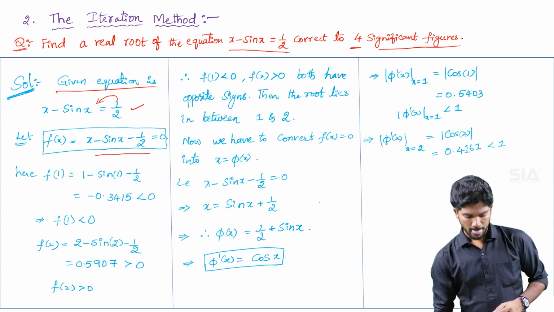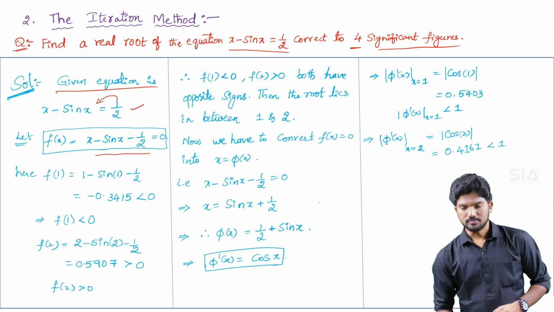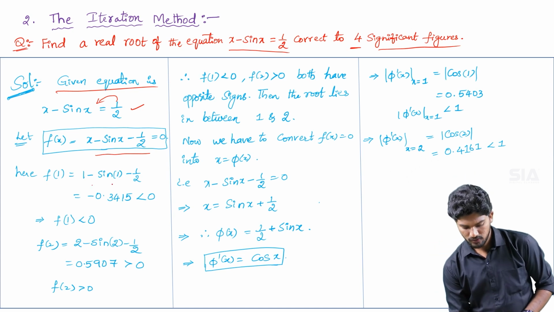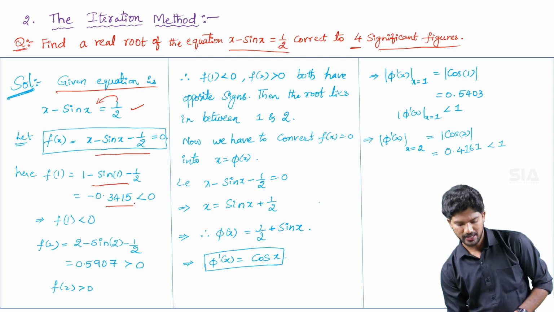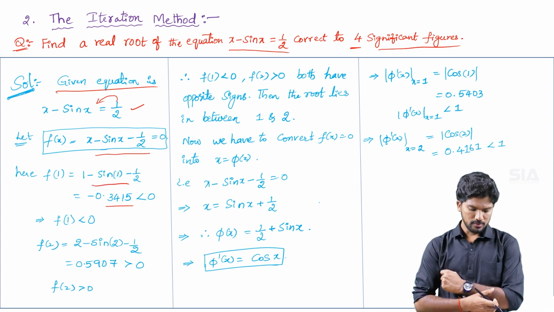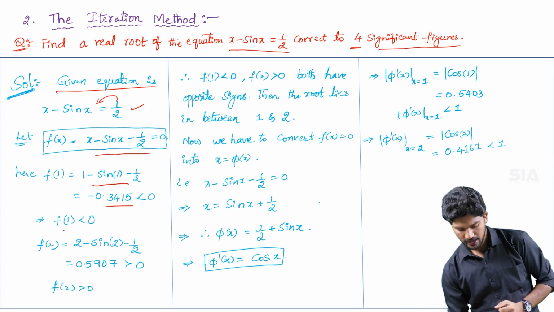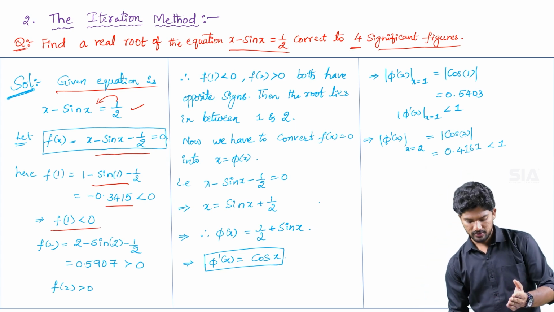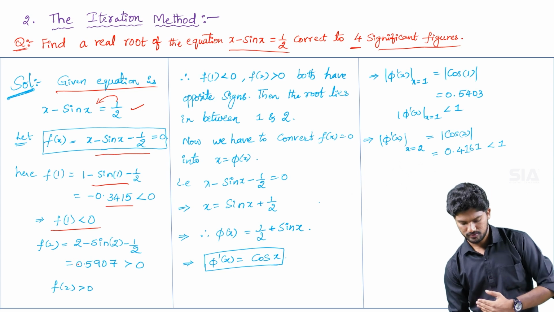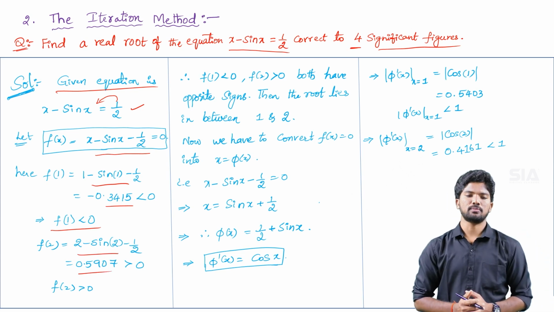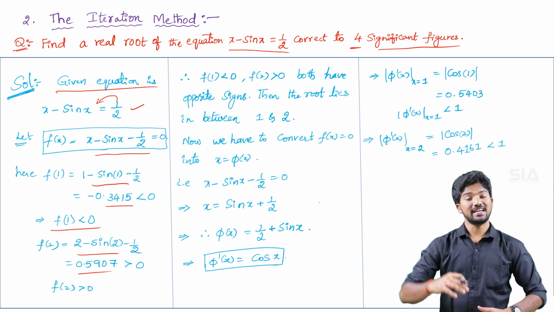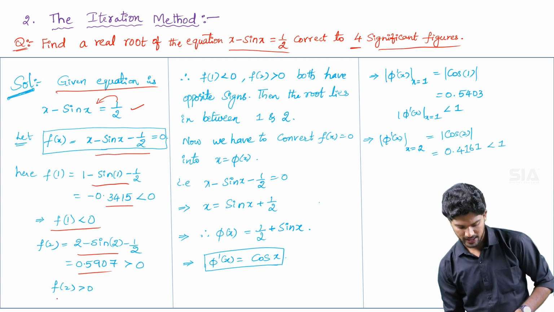Next, f of 1 is 1 minus sine of 1 minus 1 by 2, and again you will get a negative value, minus 0.3415. It is also less than 0. So therefore f of 1 is less than 0. And next is f of 2. That is 2 minus sine 2 minus 1 by 2, which is equal to 0.5907. It is greater than 0. So therefore f of 2 is greater than 0.